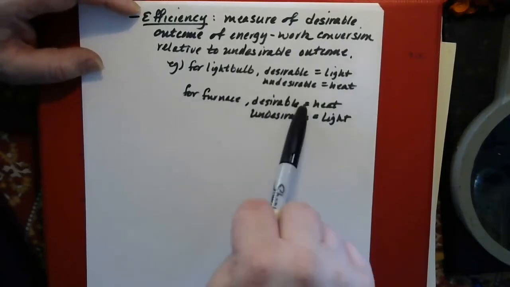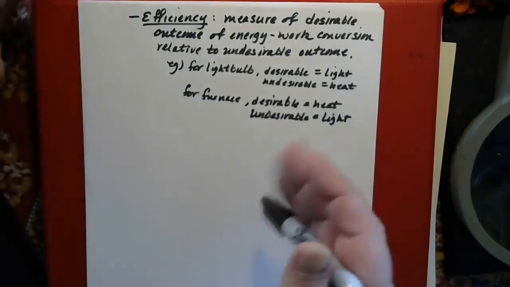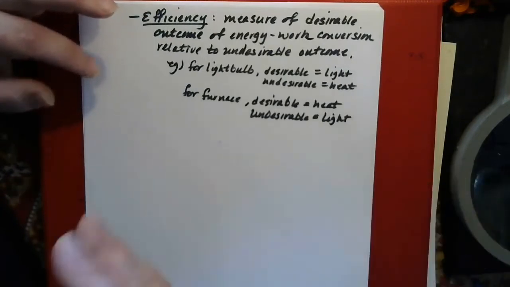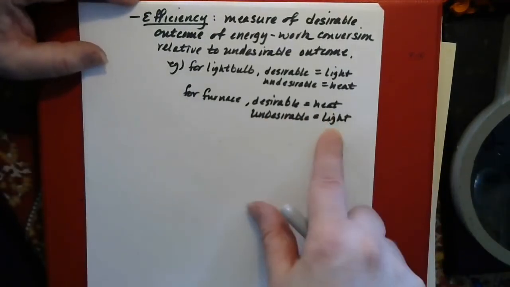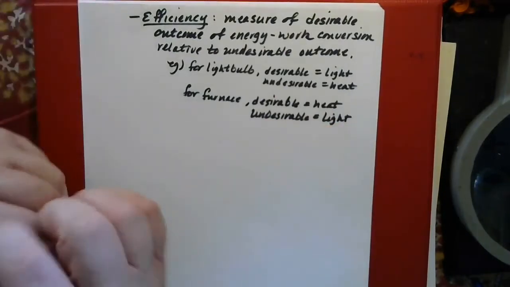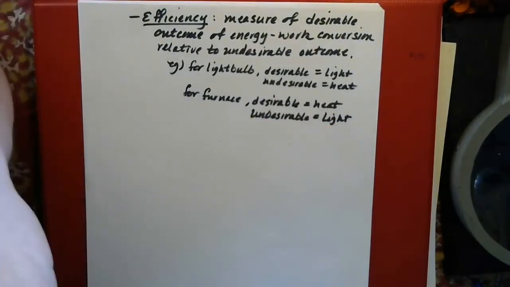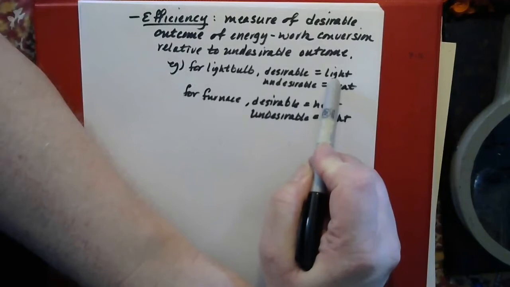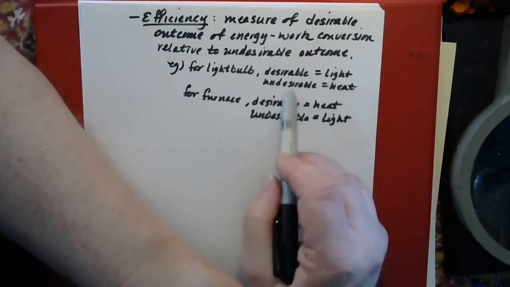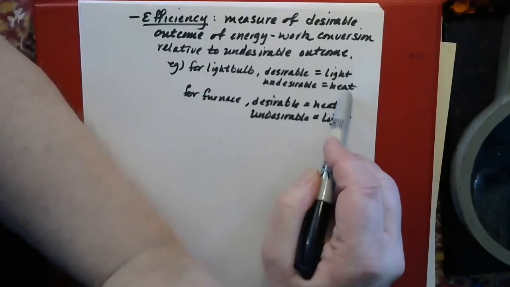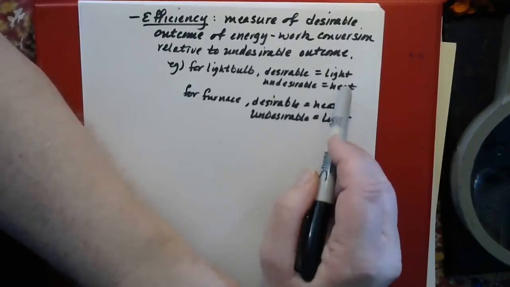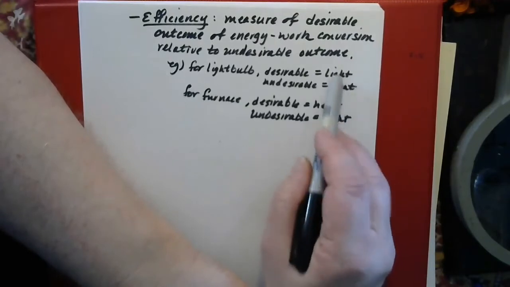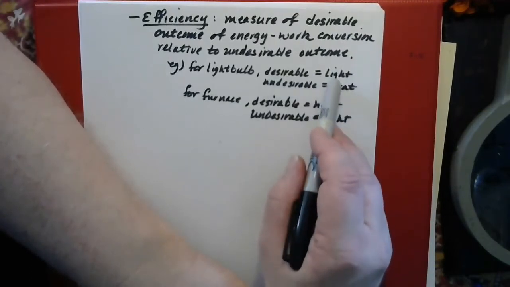For a furnace, it would be just the opposite. You want to convert the, say, electrical energy or the chemical energy from burning the fuel into heat, and the undesirable outcome is light. For an incandescent light bulb, the Edison-style light bulbs, actually only about 10% of the electrical energy is converted into light, and about 90% of it goes into heat. Well, you know how hot those things can be if you touch them while they're on or soon after they're turned off. They're really hot, and actually a vast majority of the energy goes into heat rather than light. So that would only be about 10% efficient.